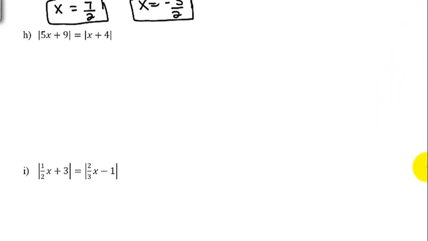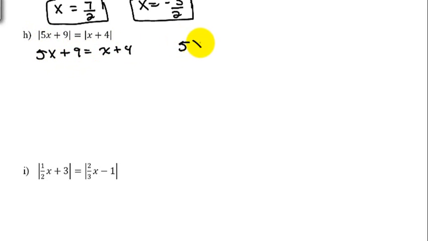And we have 2 more. These ones are unique because they have absolute values on both sides of the equation. So the question here is, does this mean that we have more than just the 2 equations? Well, let's take a look at this. So one possibility is that we would have 5x plus 9 equals x plus 4. That's just dropping out our absolute value bars.